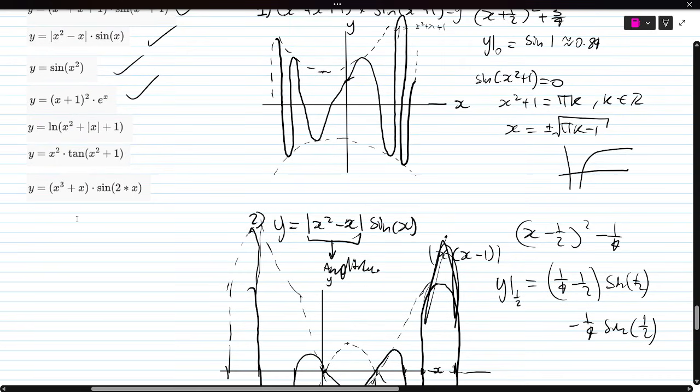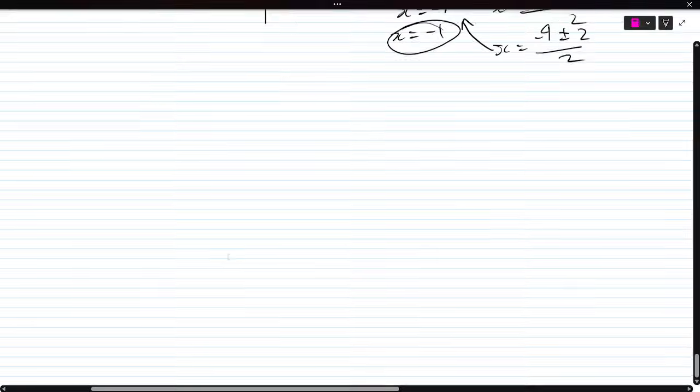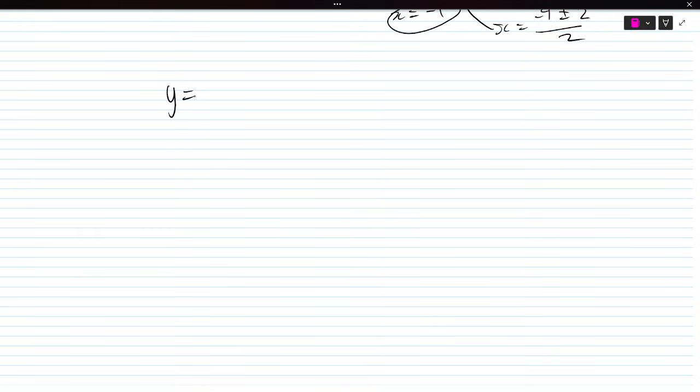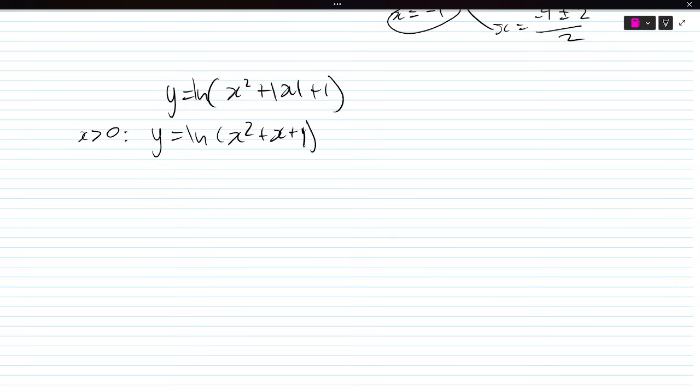ln of x squared plus modulus x plus 1. Y is equal to ln of x squared plus modulus x plus 1. So there are 2 different kinds of graphs I need to consider. When x is bigger than 0, then y is ln of x squared plus x plus 1. When x is less than 0, y is equal to ln of x squared minus x plus 1. I think this is the same one as before. This has no roots.